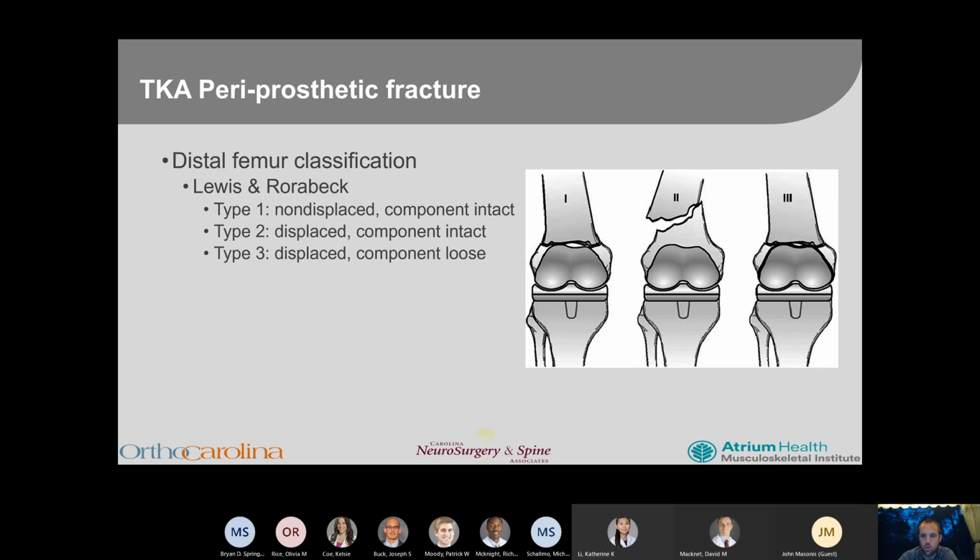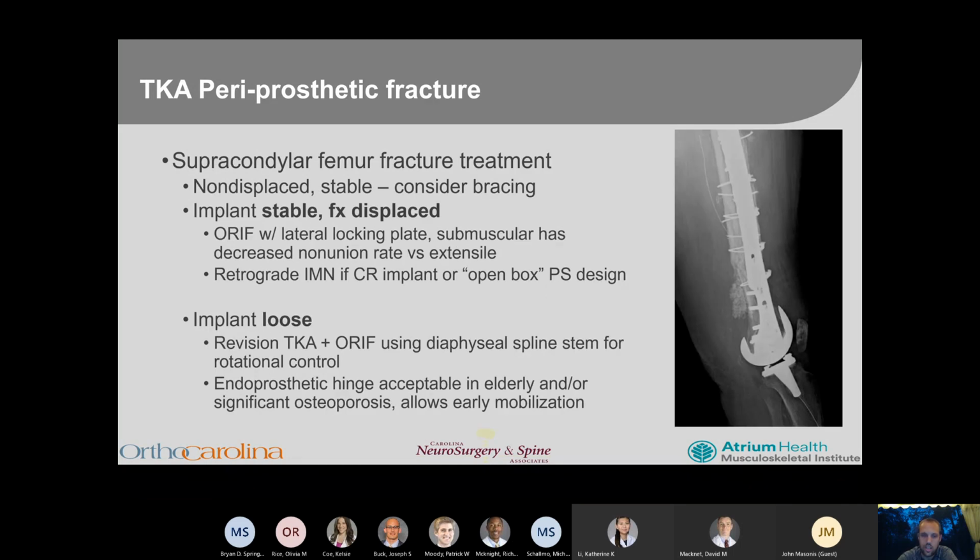Which can be useful for distal femur fractures. And I should say, Dr. Masanis, if you have anything to add, feel free to weigh in at any point here.